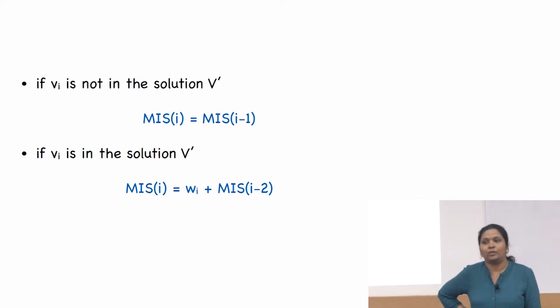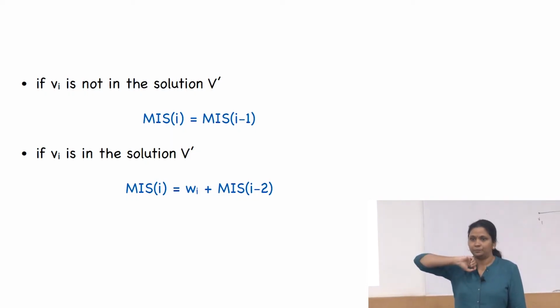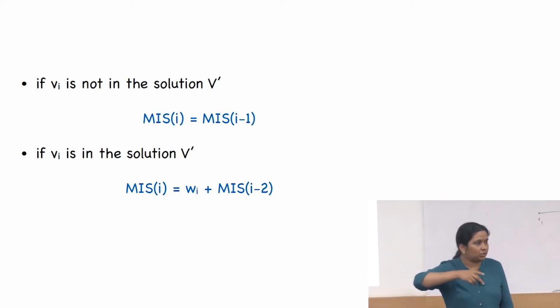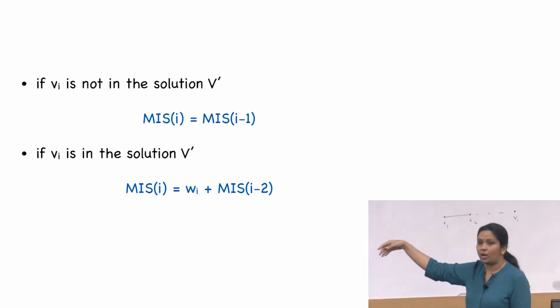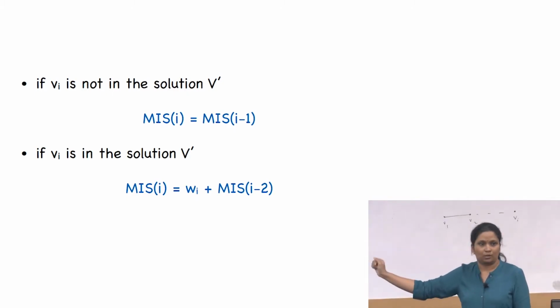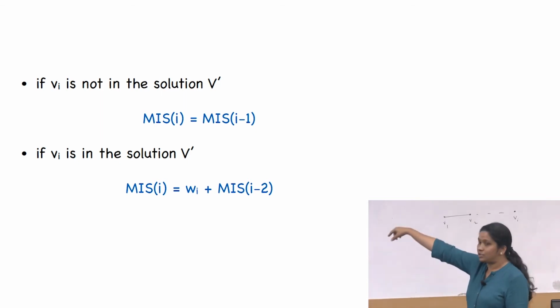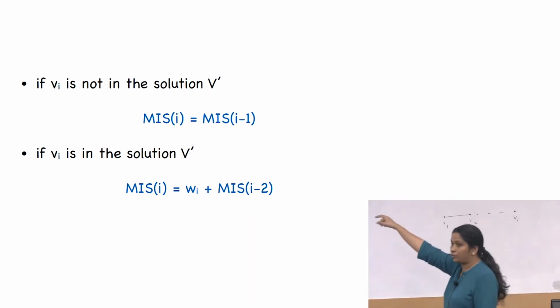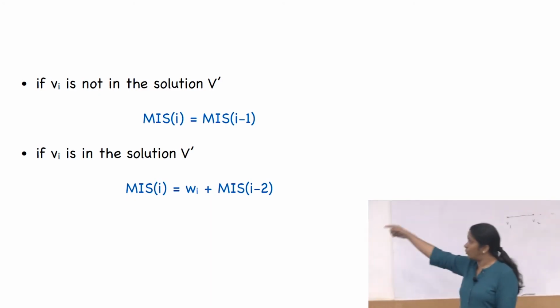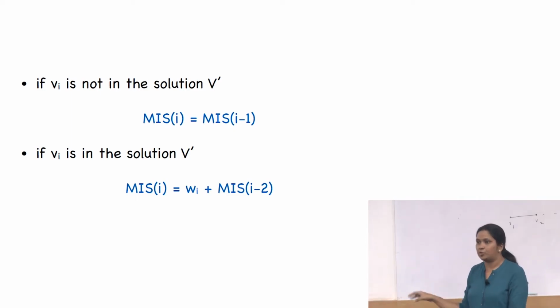But you know that exactly one of these cases should happen. Your solution can have only one of these: either the ith vertex is in the solution or the ith vertex is not in the solution. That means one of these should be the correct answer, either MIS of i minus 1 or Wi plus MIS of i minus 2. So you just have to decide which one.